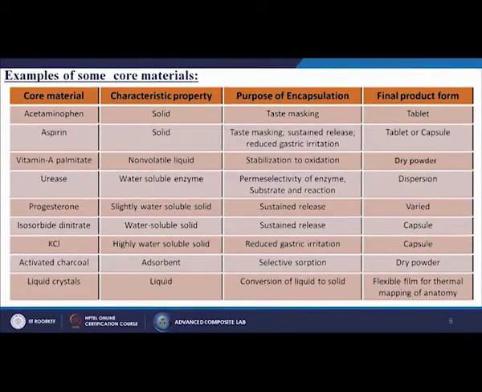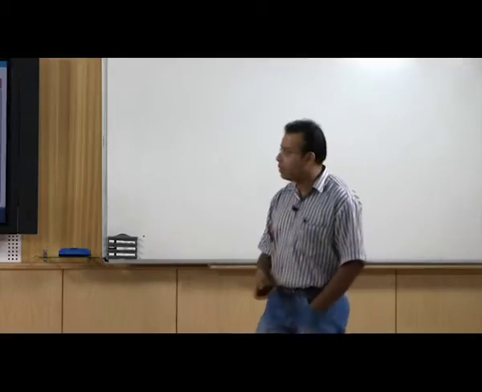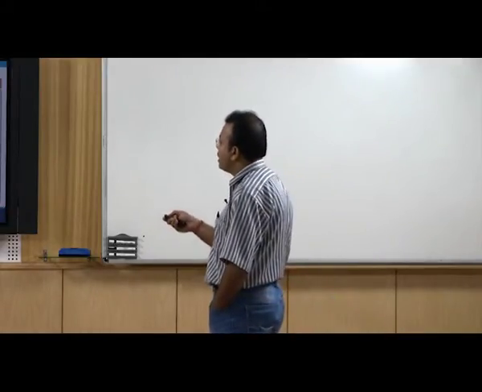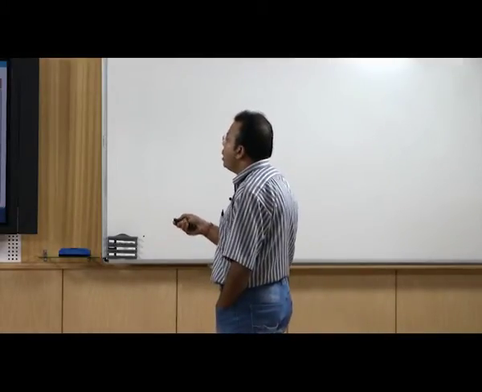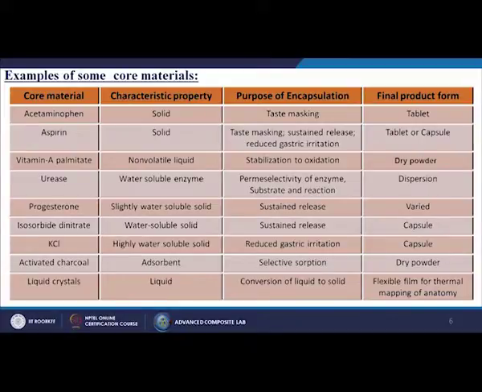So, here we can see that the core material may be a solid, a liquid, or some kind of viscous material. Now, the purpose of encapsulation: why are we doing it? Generally we use it for taste masking, sustained release, reduced gastric irritation, and stabilization against oxidation. These are all the purposes for which we do microencapsulation.